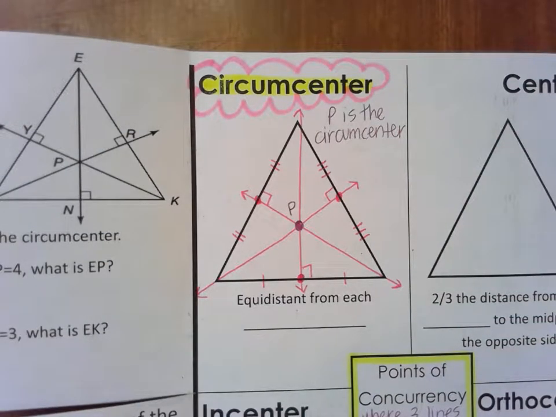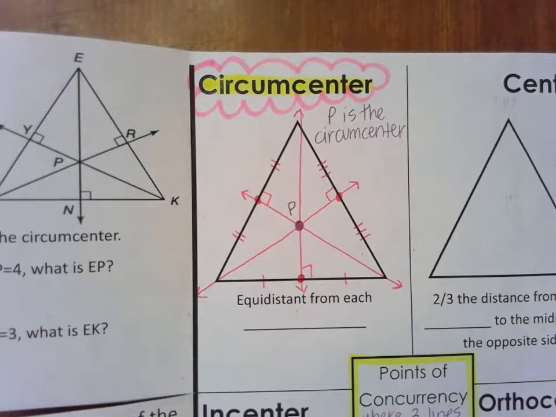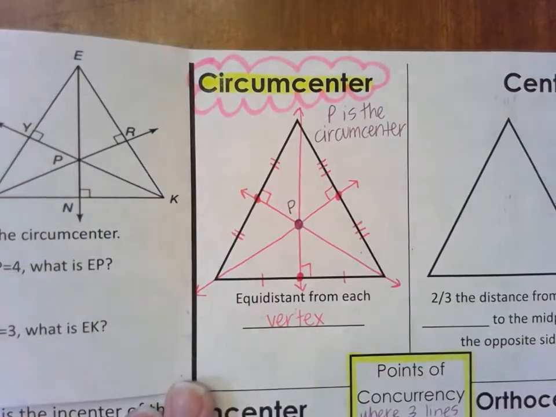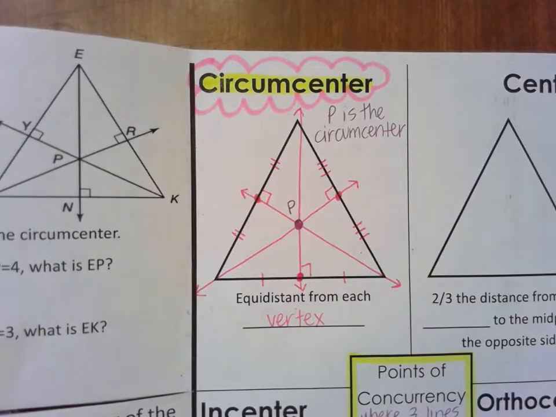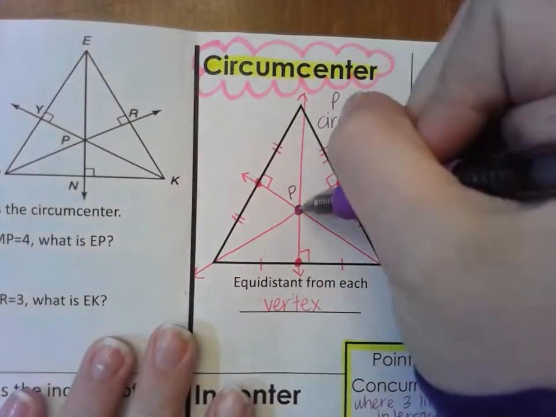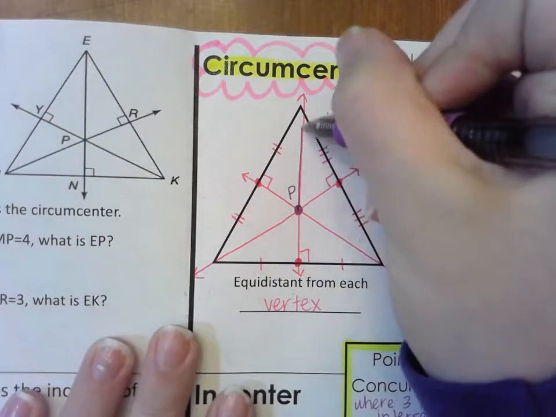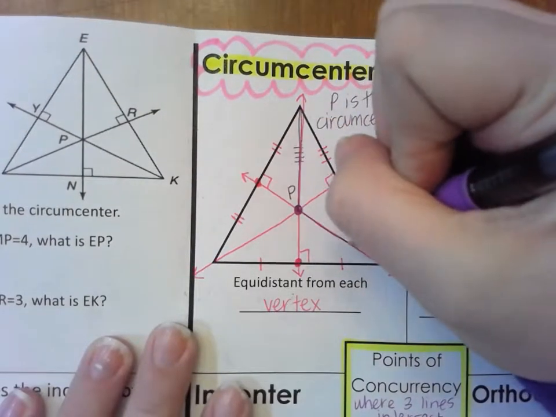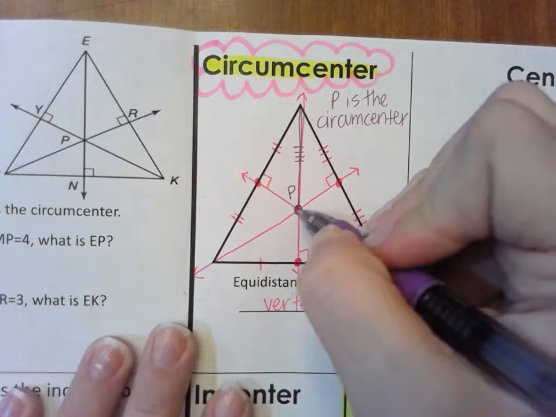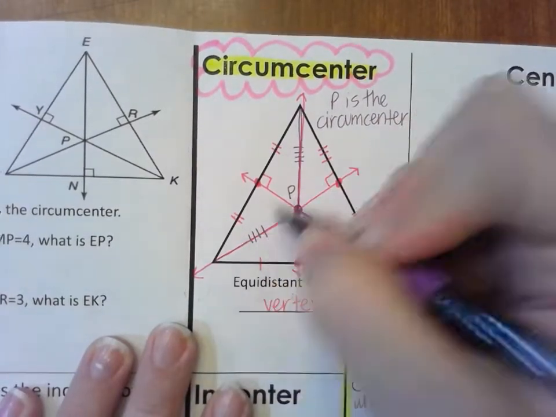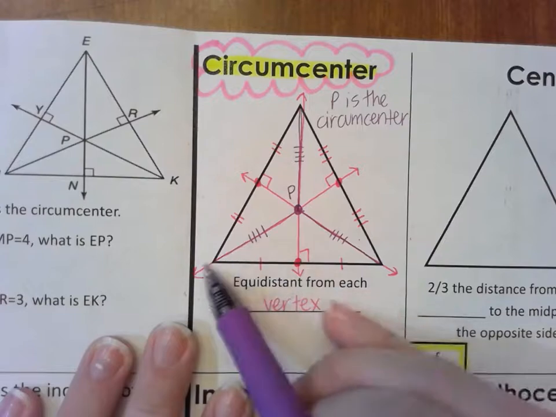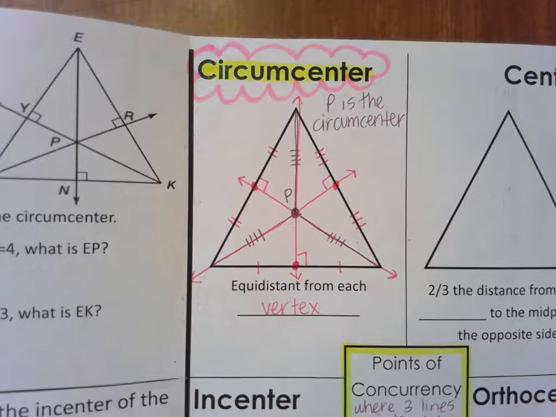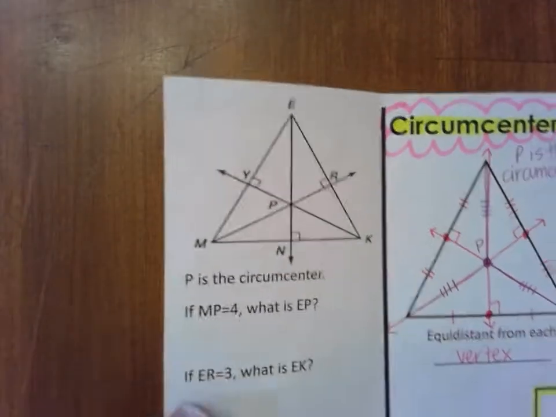And what we know about those is that they're equidistant from each vertex. So what that means is that if I were to go from my circumcenter to the vertex, this would be congruent to this, which is also congruent to this. So if I draw a line from the circumcenter to any vertex, those 3 lines would be congruent. Knowing that, we can solve some problems.